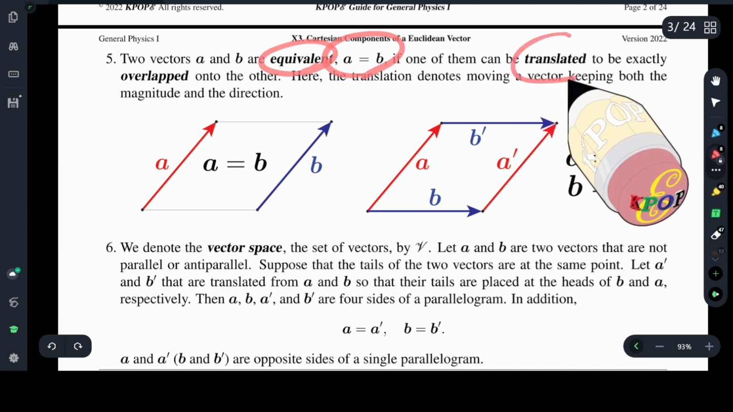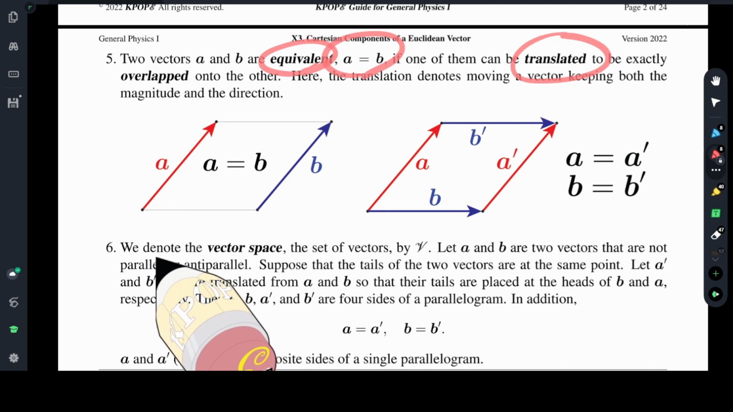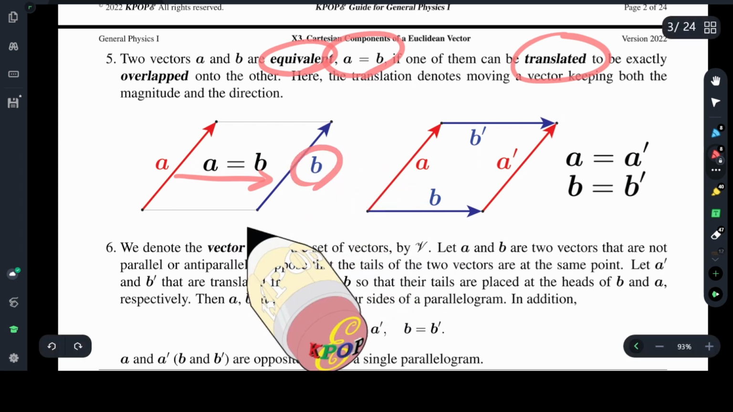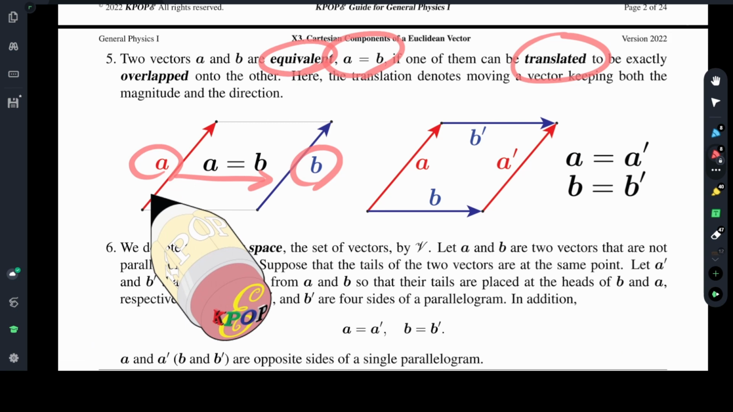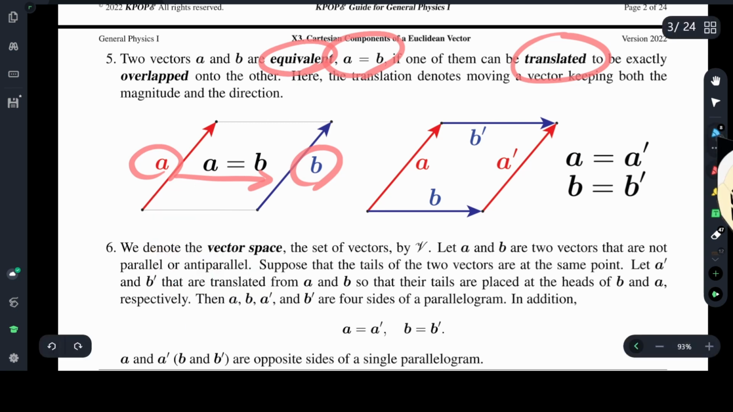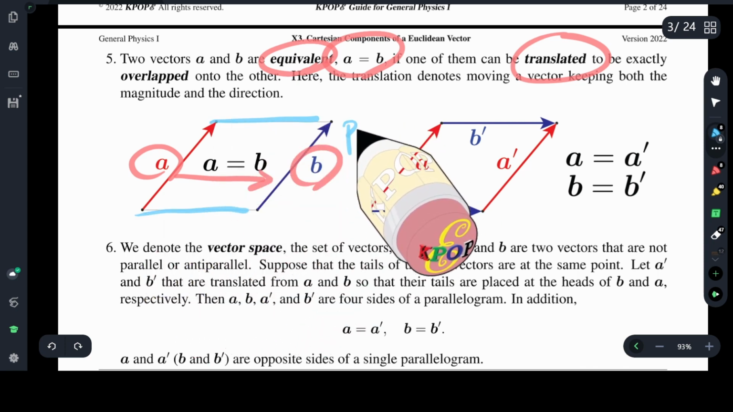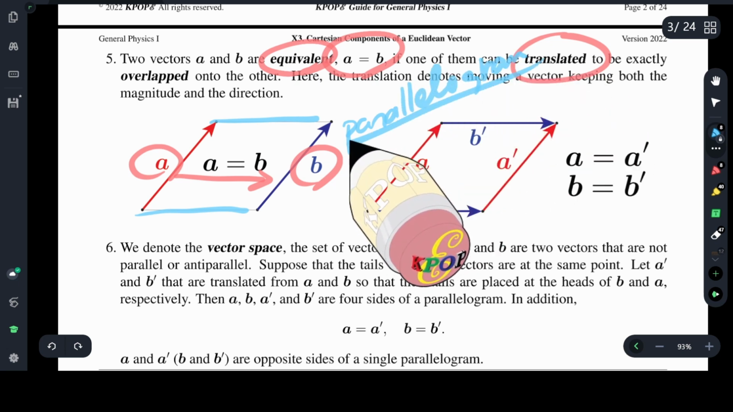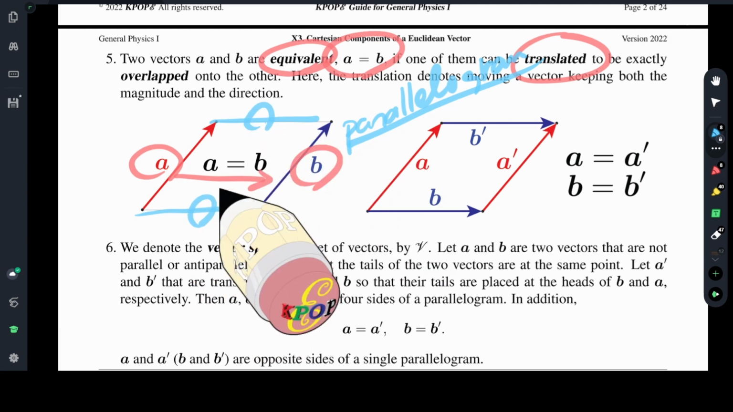Translation of a vector is keeping the direction the same and the length the same. If I make a translation, then another carbon copy of vector A is produced. You will find that this translation generates a geometric structure called a parallelogram. Opposite sides of a parallelogram have the same length.